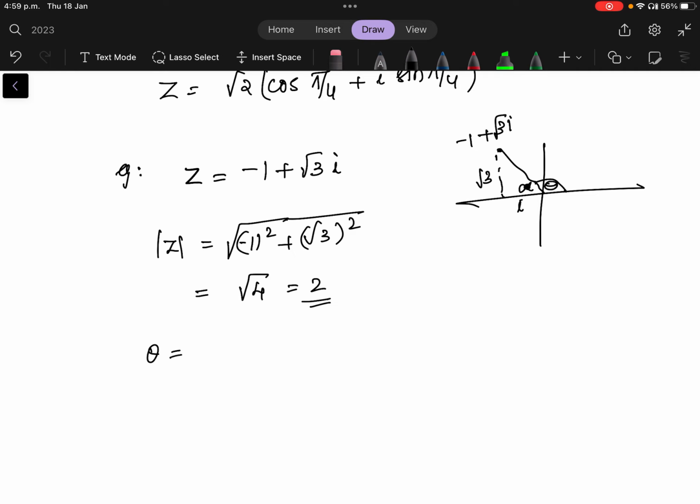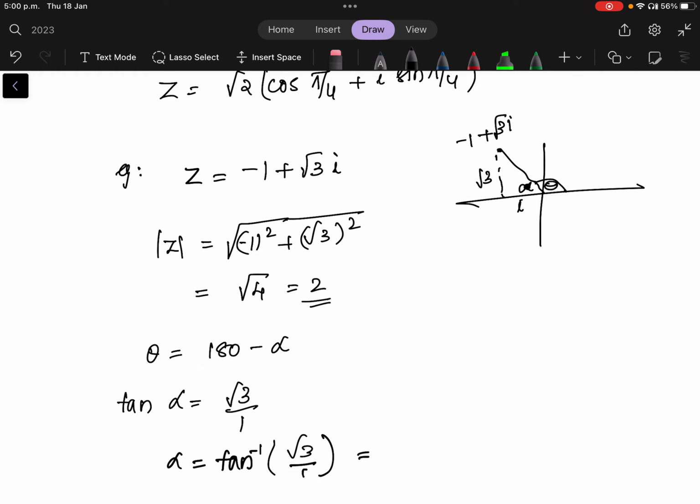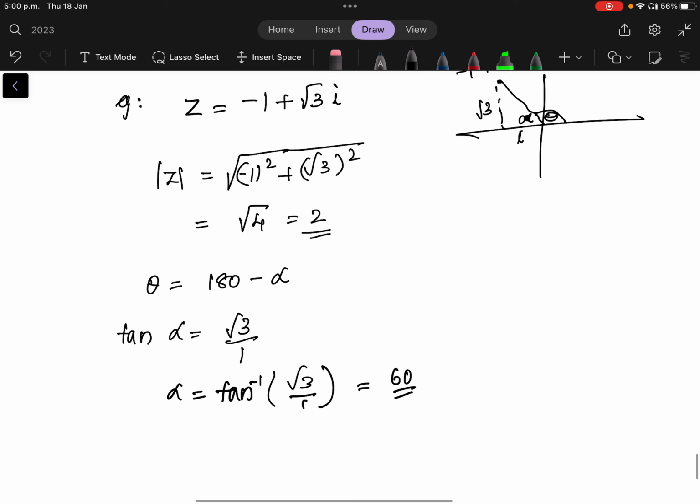Okay, now you need to find out theta. Theta will be 180 minus alpha. To find alpha, you can write tan alpha is equal to square root of 3 over 1. So alpha is equal to tan inverse square root of 3, that will be equal to 60 degrees. So theta will be equal to 180 minus 60, that will be 120 degrees, and in radians it will be 2 pi over 3. So then you can write the complex number in the polar form with the formula before.